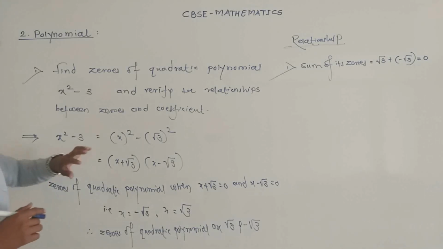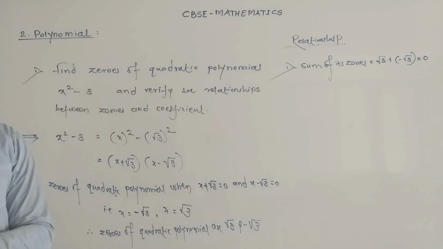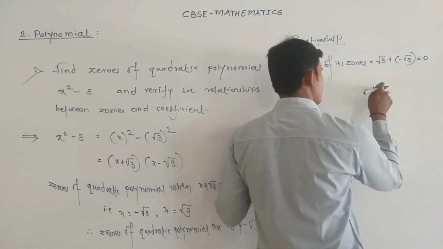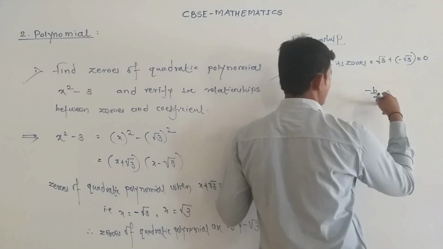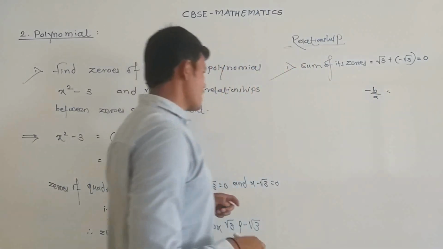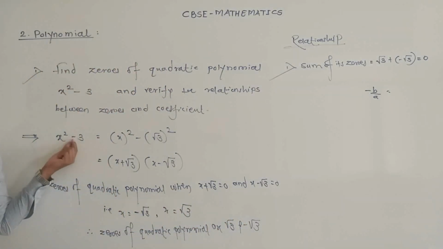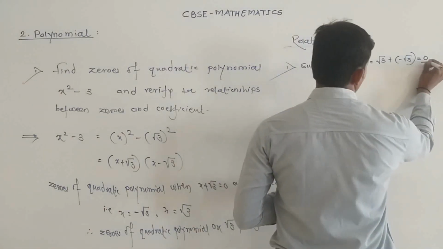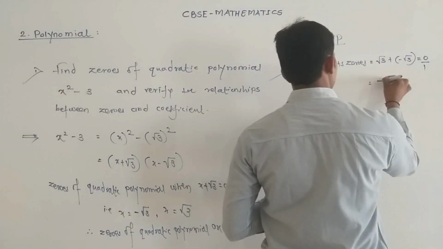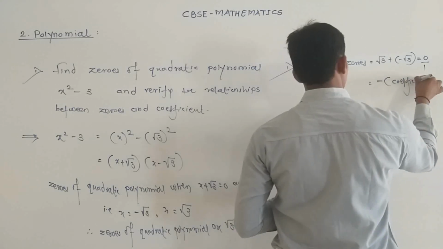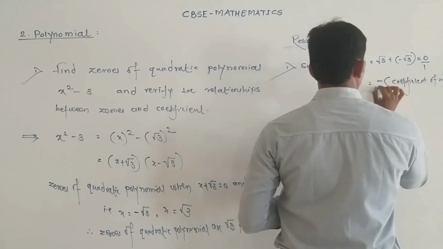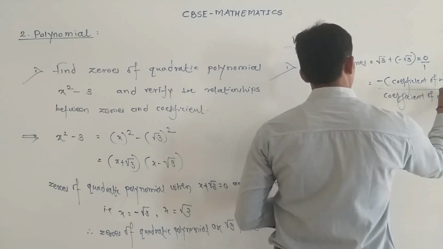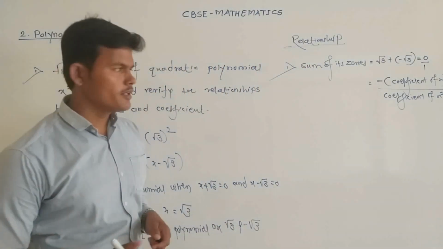And the first relation, sum of zeros for a quadratic polynomial, is nothing but minus b by a. Minus b by a is nothing but minus of coefficient of x divided by coefficient of x square. So here the coefficient of x term is absent, that is 0. So we get 0 upon 1, which is minus of coefficient of x divided by coefficient of x square.